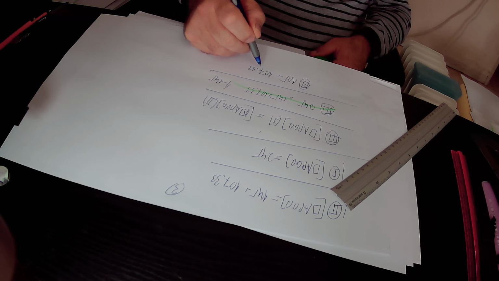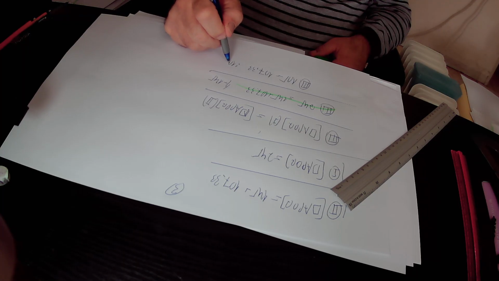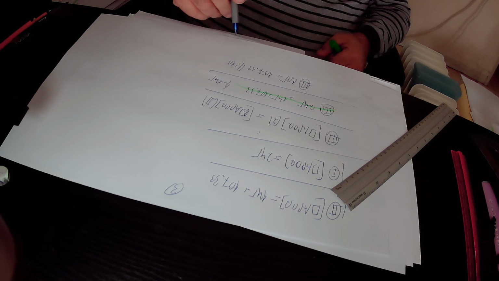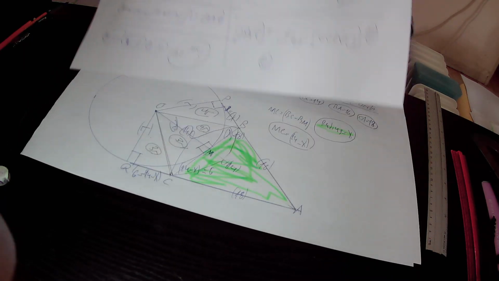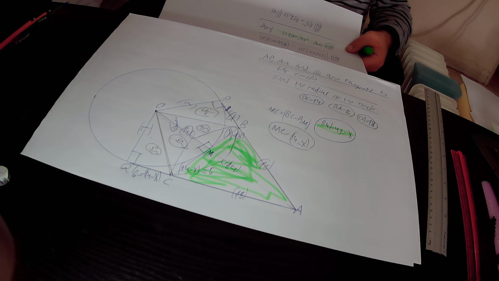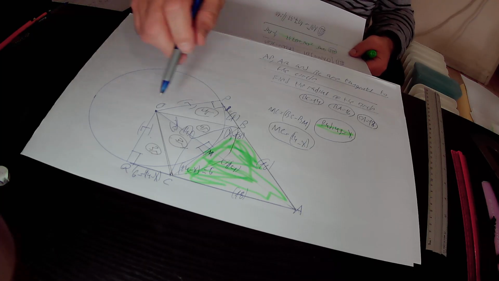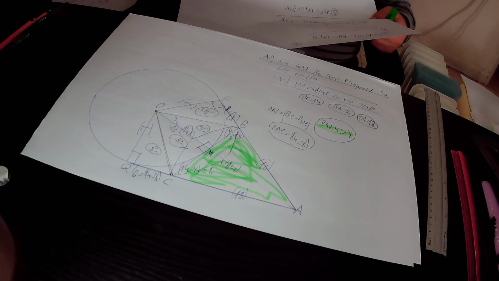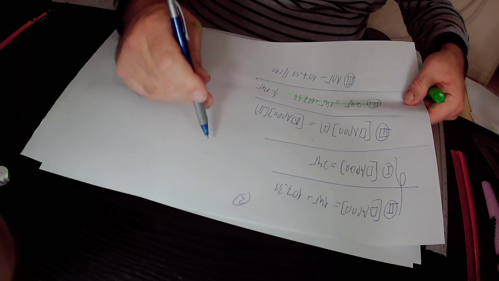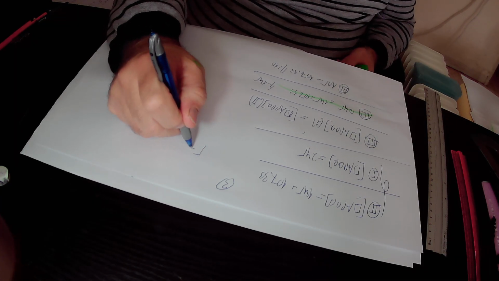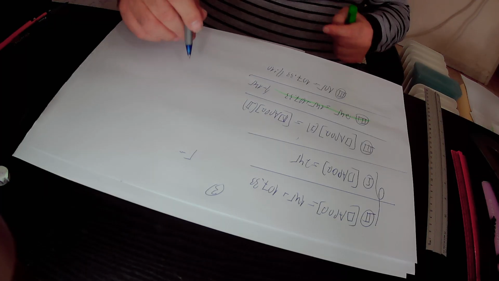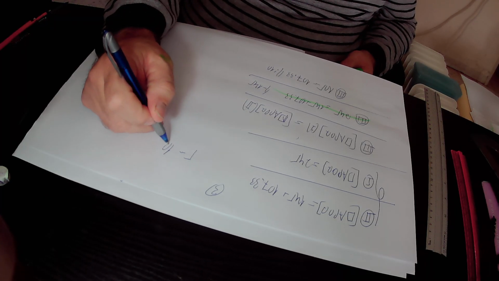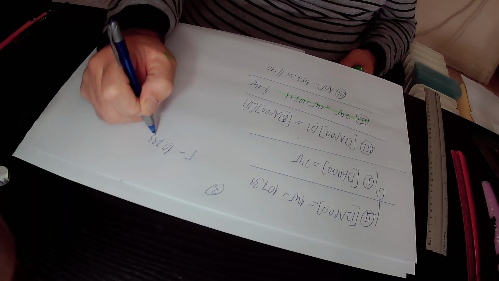So here we divide this equation by 10, and we get the radius of this circle, that is the radius that we are looking for in this question. The radius R equals 107.33 over 10, which is 10.733 units.